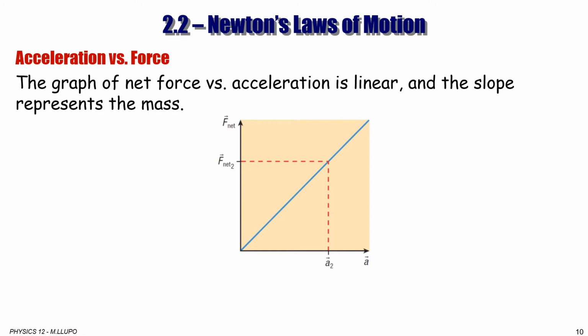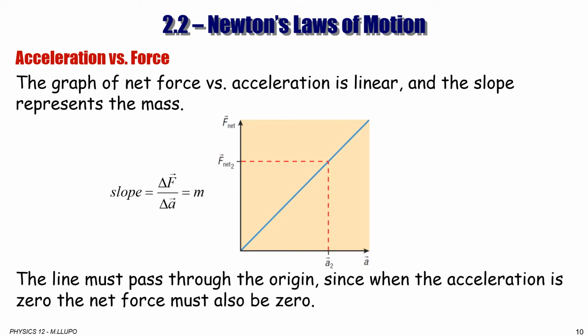If we graph force and acceleration, the graph would look pretty much like this, with a straight line that goes through the origin. The slope of that line represents the mass of the object. And obviously it's a straight line because the slope of a straight line is constant and mass is constant, it is not changing. Now the line must go through the origin because acceleration is 0 if net force is 0.